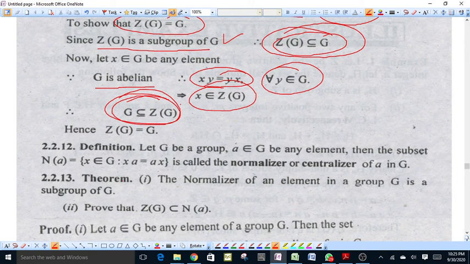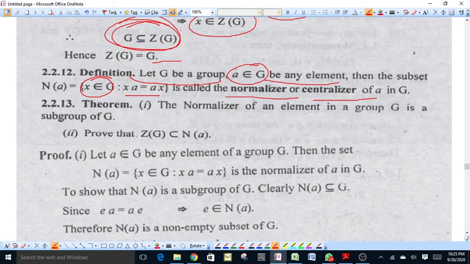Now we define the normalizer of a in G. Suppose G is a group and a belongs to G be any element of this group, then the subset N(a), which is the set of all those elements x of G such that xa is equal to ax, is called the normalizer or centralizer of a in G. The normalizer of an element in group G is a subgroup of G. Also, we have to prove that Z(G) is a subset of N(a).